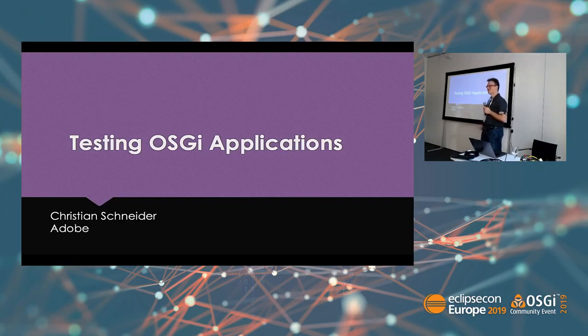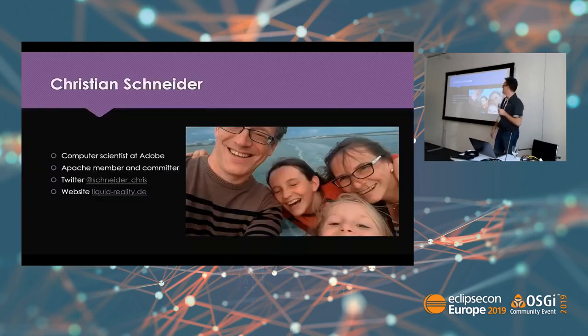So, good afternoon. I'll be talking about testing OSGi applications today. Let's start with a bit about me. My name is Christian Schneider. I work as a computer scientist at Adobe. I'm also a member and committer at a few Apache projects, mostly around OSGi or integrations. You can also follow me on Twitter or check out my website with a few tutorials about OSGi.